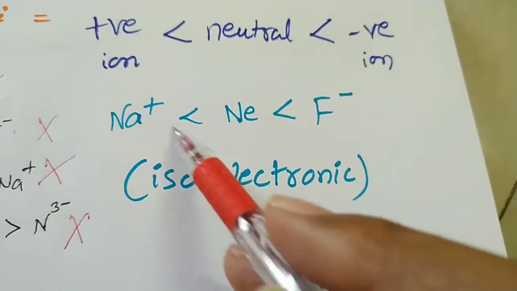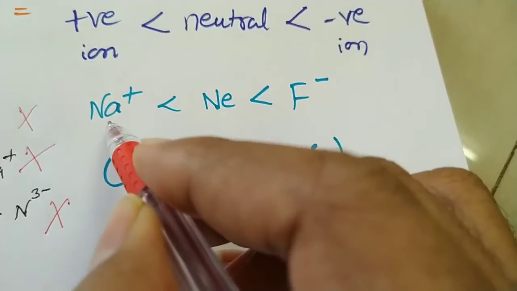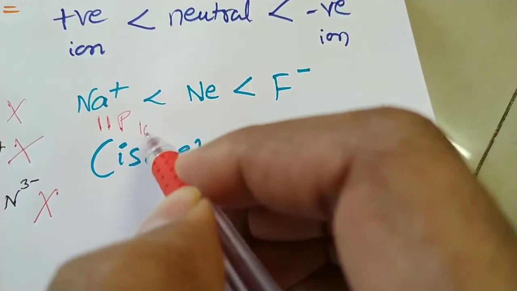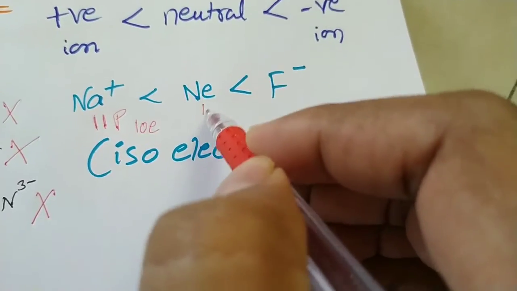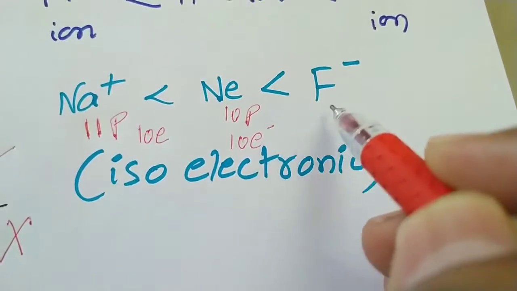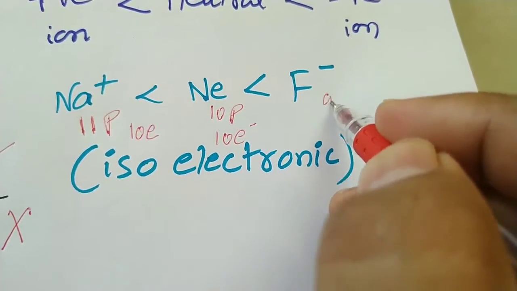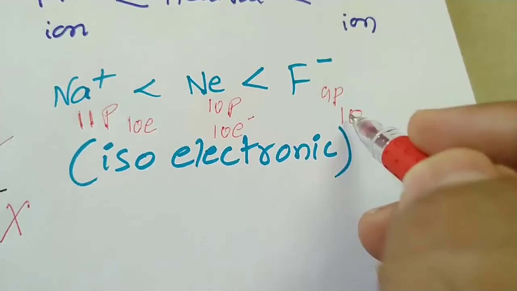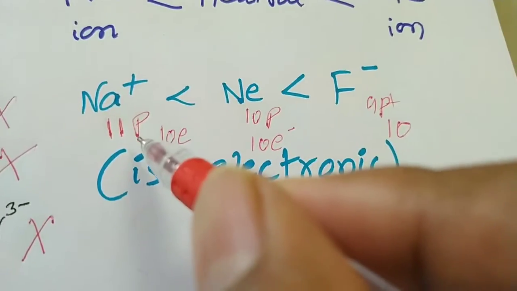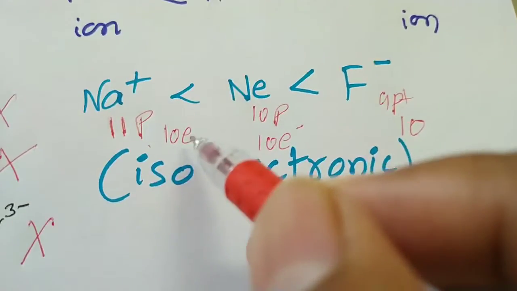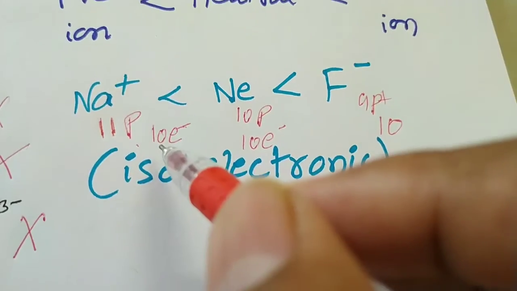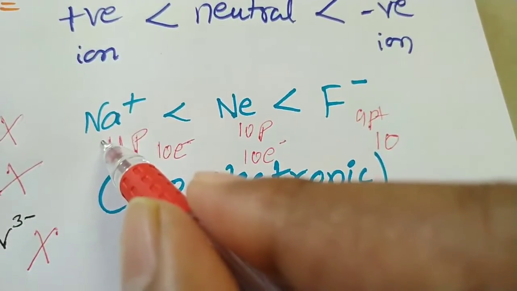What is the reason? Here 11 protons and 10 electrons are there. Here 10 protons and 10 electrons are there. Here 9 protons and 10 electrons are there. See the ratio of protons and electrons. Here 11 protons strongly attract the electrons, so they come near the nucleus. So the atomic radius is decreasing.